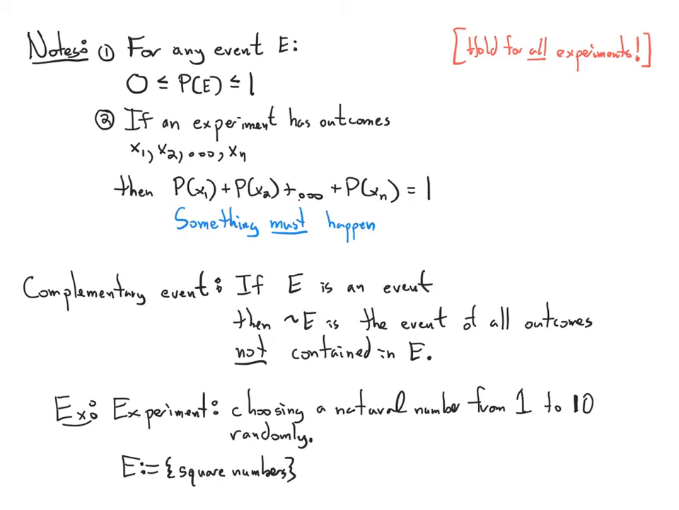Secondly, this is important too. Let's say you do have an experiment. Again, it doesn't have to be equally likely outcomes. Let's just say all outcomes. And let's say there's n of them. So let's call them x1, x2, x3, x4, all the way up to xn. Well, if you add up the probability of all of these outcomes occurring, you have to get 1. Something must happen.